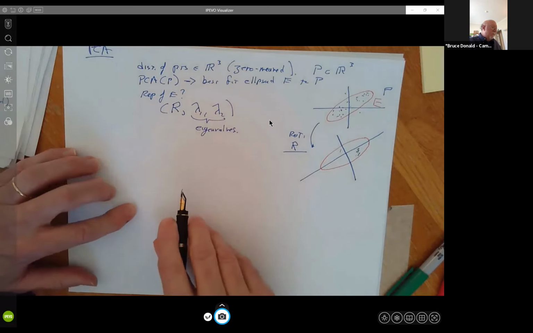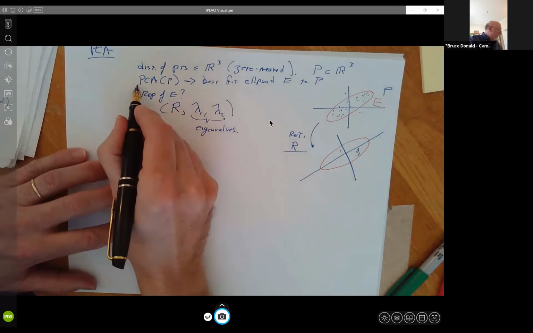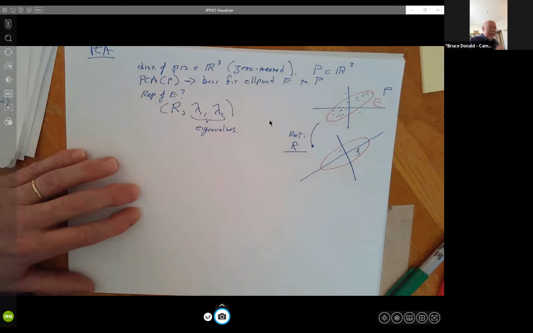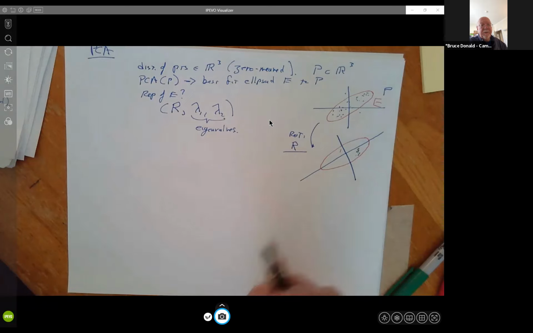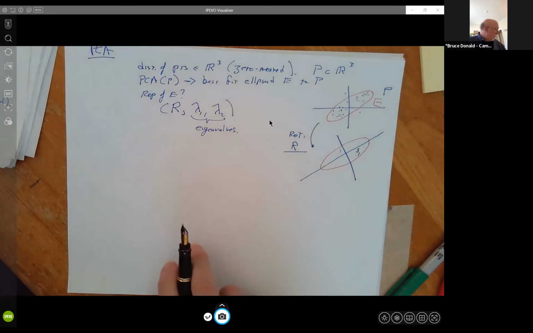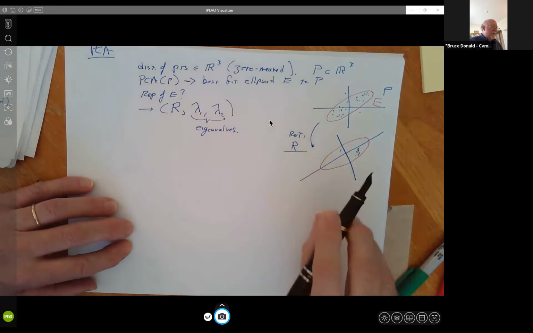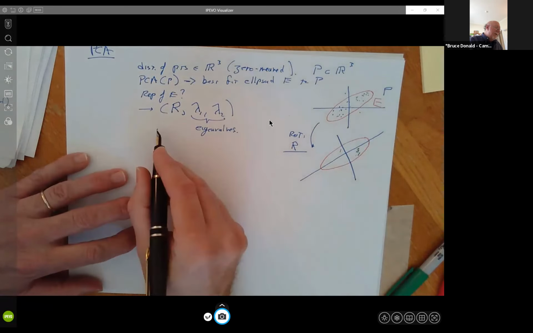So this is a first order approximation, saying P is represented by an ellipsoid, right? This is not necessarily correct, but it might be a good approximation. So the representation of P by an ellipsoid is completely a first order approximation, but the representation of an ellipsoid by R, lambda 1, and lambda 2, this is exact. So let's just write that down.